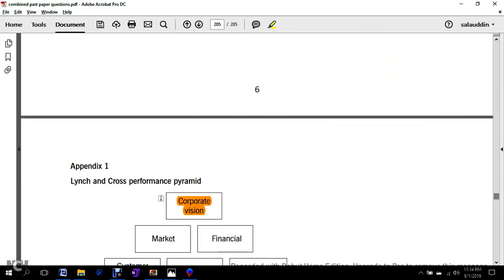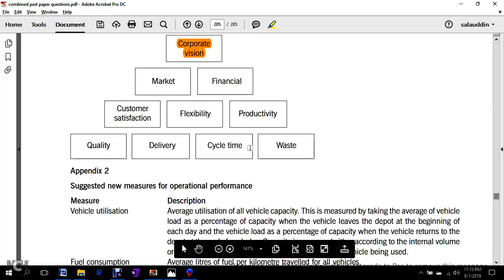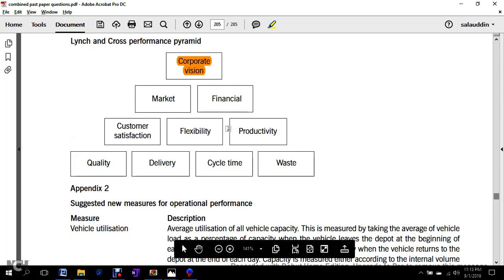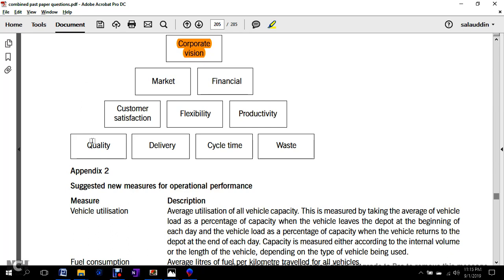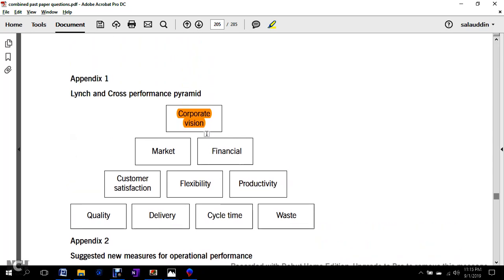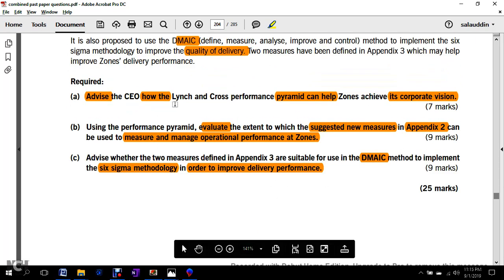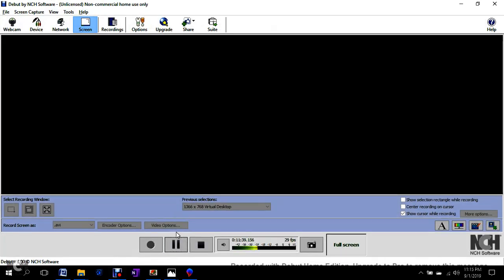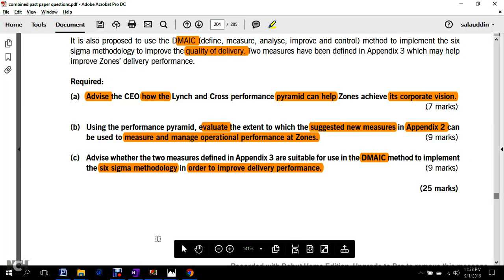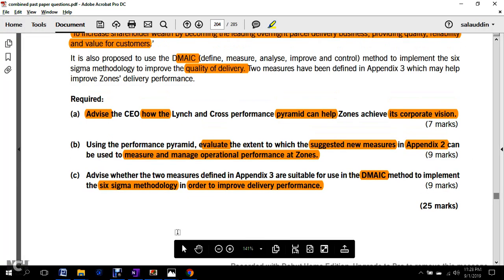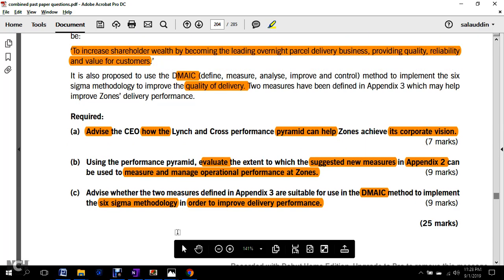All the things mentioned here may not necessarily be relevant to this organization, but these are the primary ideas about the performance pyramid which you need to have in your mind. Okay, now let's see how the pyramid can help the organization to achieve its vision. So now let's move towards what to draft in the answer.